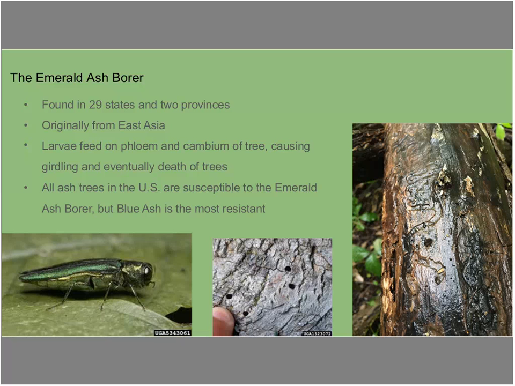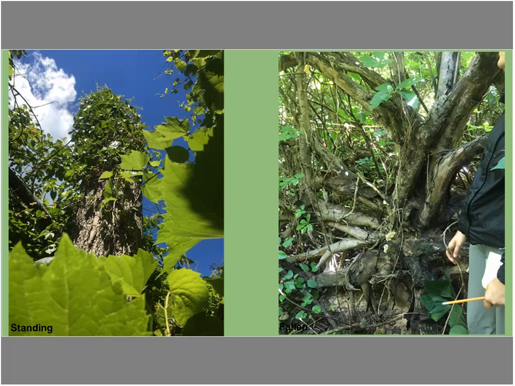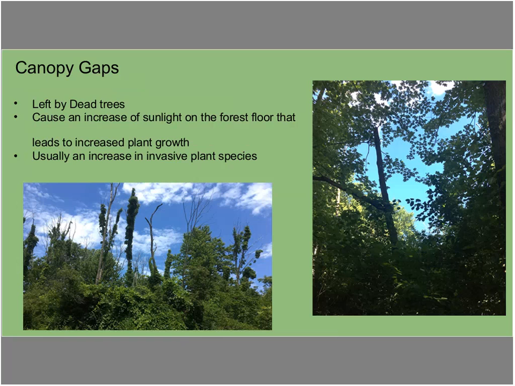So all ash trees in the U.S. are susceptible to the emerald ash borer, but blue ash seems to be the most resistant, and there are studies looking at why that is and if that could be the one ash tree that would regenerate. So when a tree dies, it could either stay standing like this or fall over and cause a big mess that me and Lisa have to climb through to do our study.